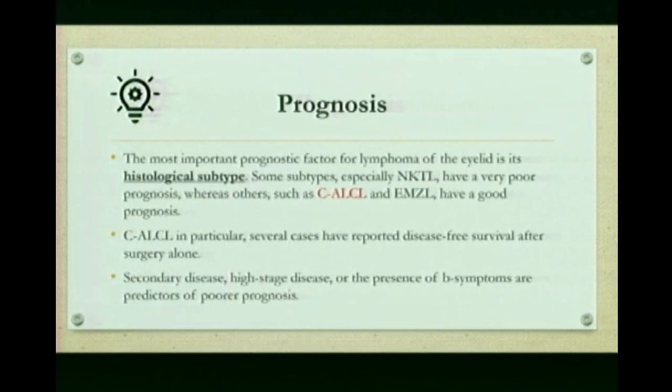What about the prognosis? Prognosis of lymphoma depends on many factors, one of which is the histological subtype, which is the most important prognostic factor. Some types of lymphoma, such as natural killer T-cell lymphoma, have very poor prognosis, whereas, as in our case, the anaplastic cell type has good prognosis. In this review article, they had 12 patients, 10 of whom had disease-free survival after surgery alone.